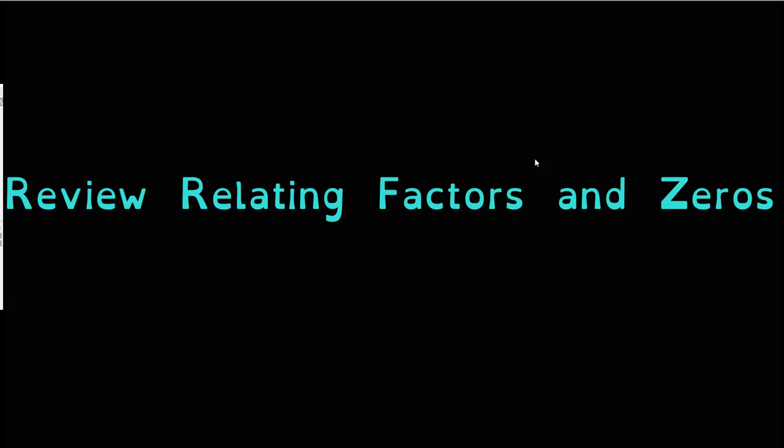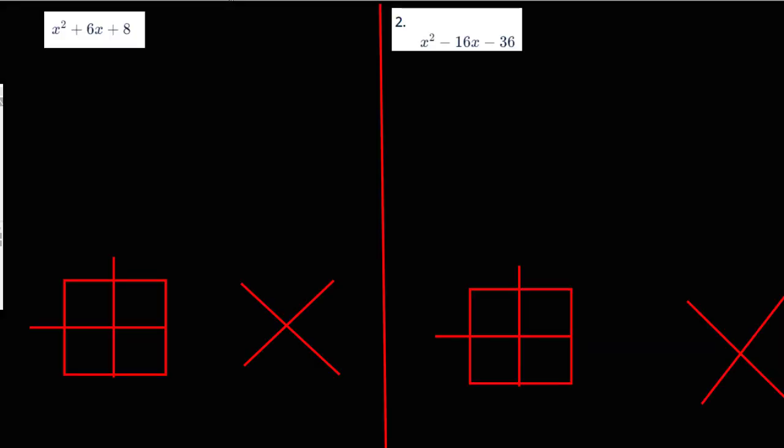This is the review for relating factors and zeros. So we're looking at this first question, and we're asked to factor it. When we look at that, whatever this last number is goes down here. Whatever the first thing is goes in the top part of the box. And their product goes in the top part of our X.